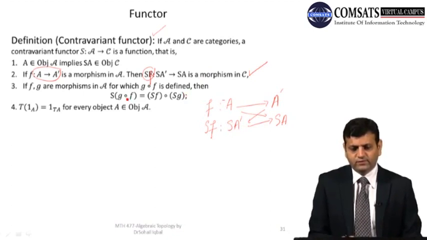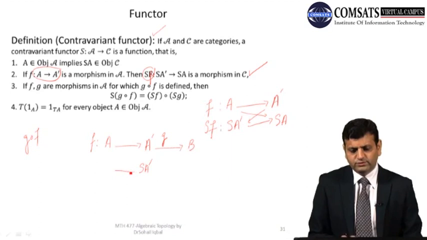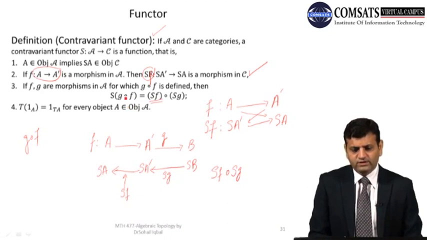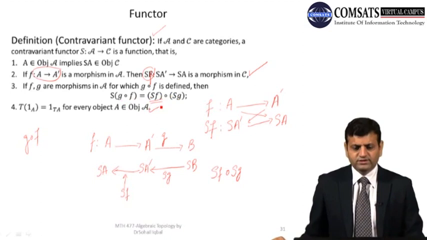Similarly, we define the composition in the following way. If f is a morphism from A to A prime, and g is a morphism from A prime to B, then we can define the composition g circle f. Since Sf is a morphism from Sa prime to Sa, and Sg is a morphism from Sb to Sa prime, we start from Sf and compose it with Sg. You can see that the ordering of g and f has been interchanged. So g circle f goes to Sf circle Sg. Similarly, the last condition is the same: identities should go to identities. This is how we define a contravariant functor.